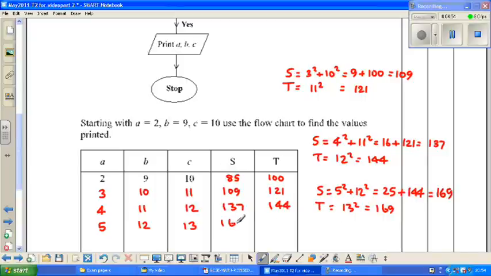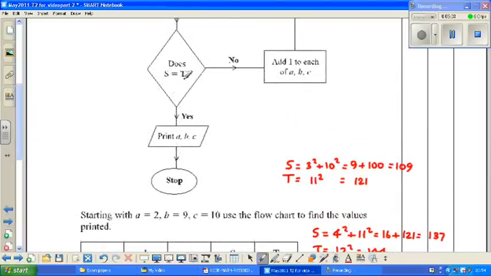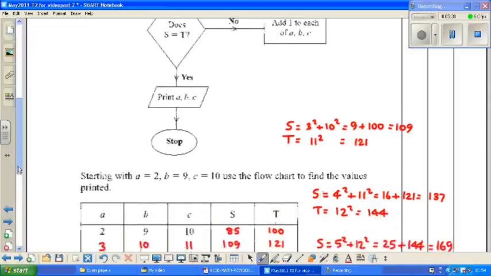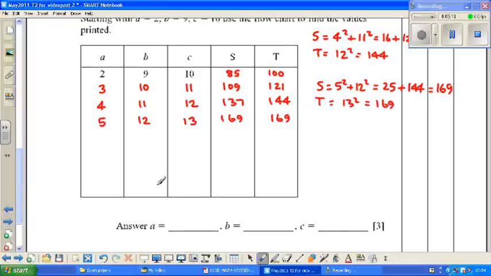So we've got 169 and 169, and this time we find that S does equal T. So it's not a no this time, it's a yes, and it tells us to print our last values, which came out with S equal to T. So that means the final answer is A is equal to 5, B is equal to 12, and C is equal to 13. Okay.